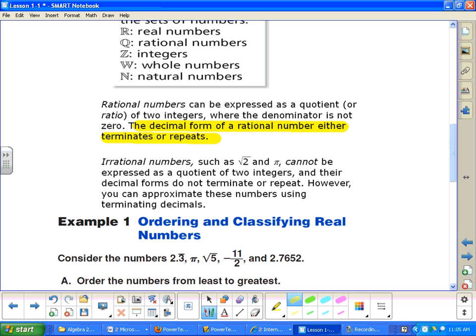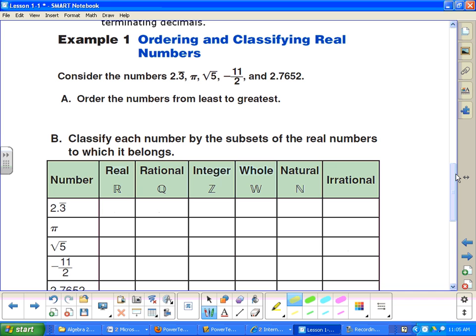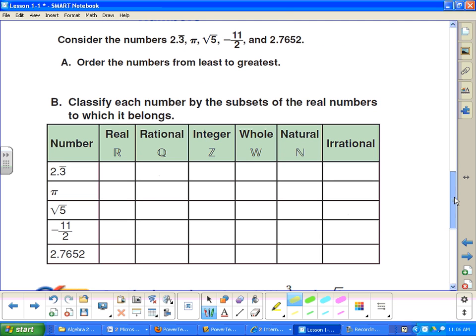Okay. So first example here, we're going to order and classify some real numbers. We have these numbers: 2.3 with a bar over the 3, pi, square root of 5, negative 11 halves, and 2.7652. We're going to order these numbers from least to greatest, and then classify them according to which number system they belong to.